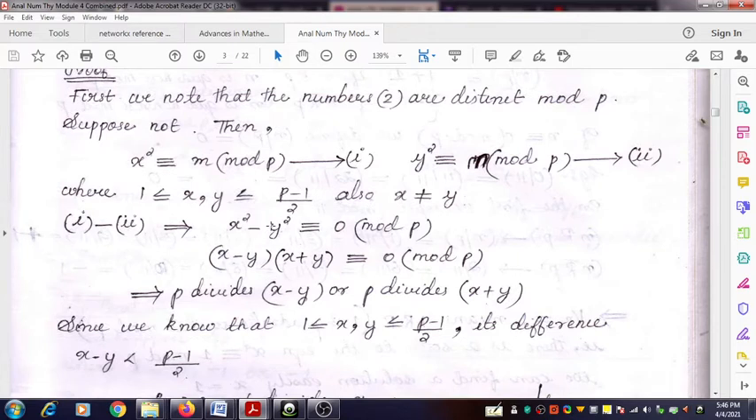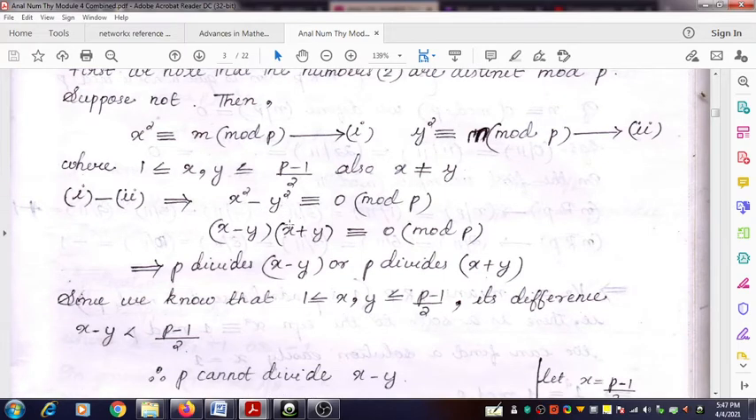It's not ordinary subtraction, but the subtraction of two congruent expressions is done here. So you have to follow the rules of subtraction of congruent equations. Using that, you can get that x square minus y square, the difference of the left hand side, is congruent to 0 mod p. For that you can refer to the previous results. x square minus y square is congruent to 0 mod p.